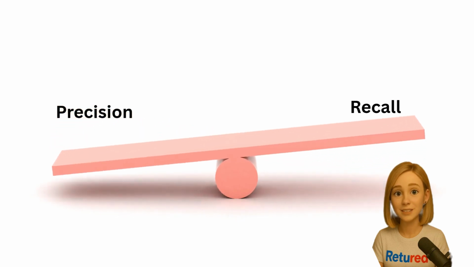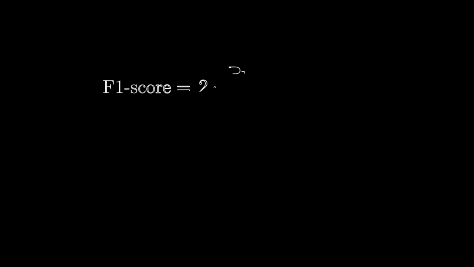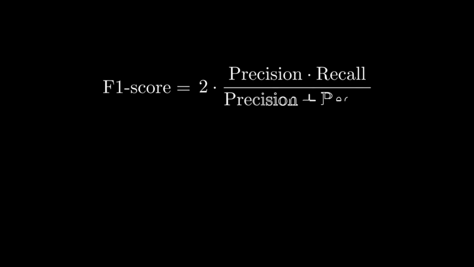It's a balancing act. So what if you need a balance of both? Enter the F1 score. It's the diplomat of metrics. The F1 score is the harmonic mean of precision and recall, which is a fancy way of saying it provides a single score that balances both concerns. The F1 score is your best friend when you have imbalanced classes, and the cost of both false positives and false negatives is significant. It's often a much better starting point than accuracy.